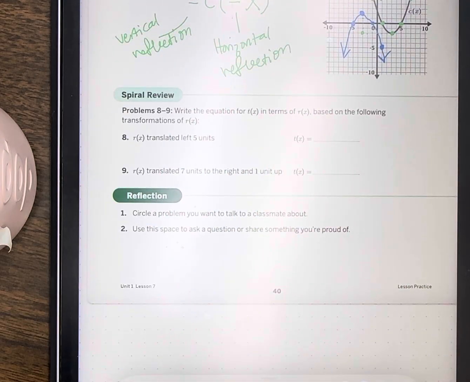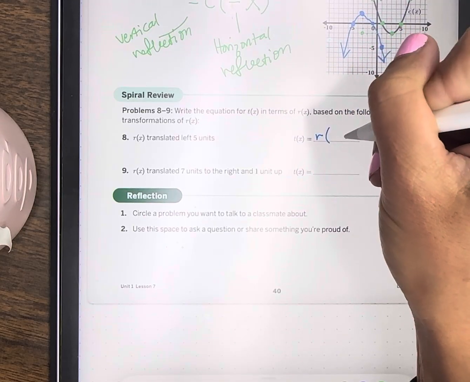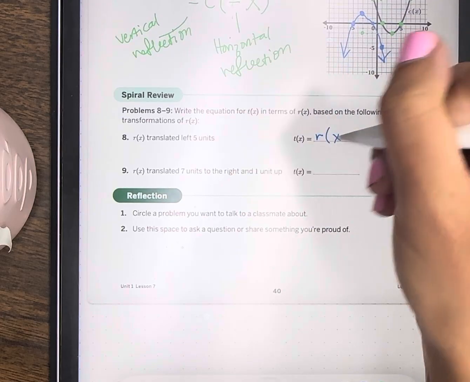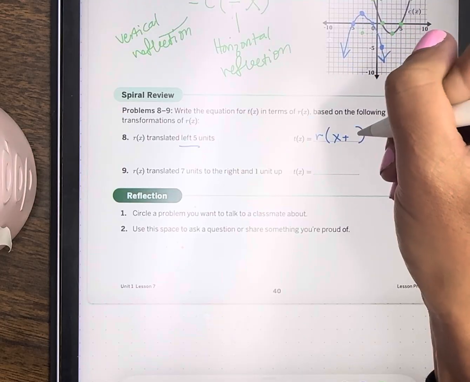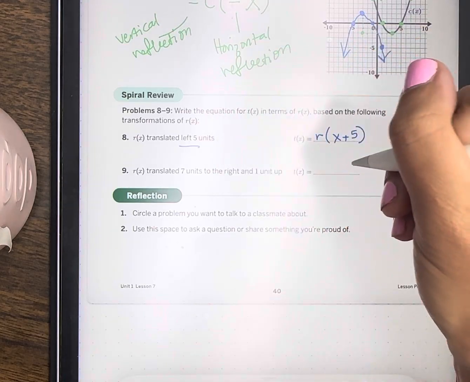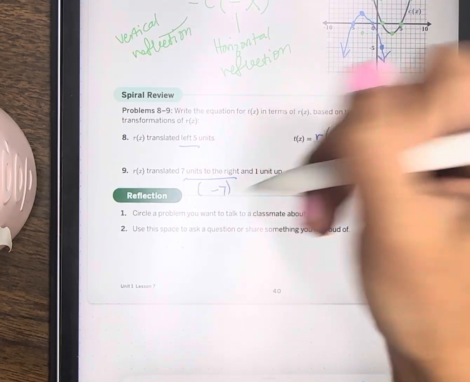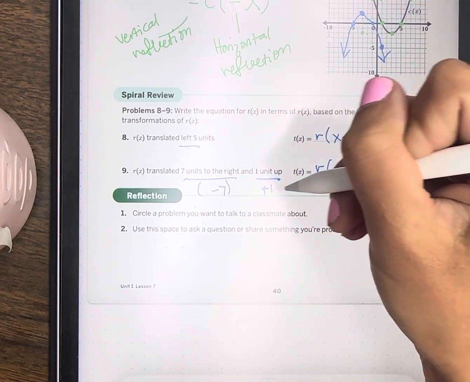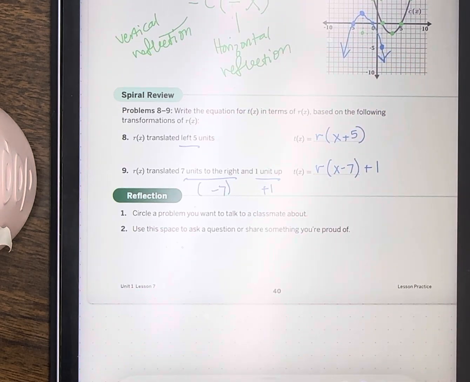Okay, spiral review. Write the equation for t of x in terms of r of x based on the following. If r of x is just t of x but shifted left 5 units, that means in the parentheses with x because it's horizontal, and because x is a liar, left doesn't mean negative, it means plus 5. If it's translated 7 units to the right, I expect in the parentheses a minus 7, and 1 unit up, I expect a plus 1 at the end. X minus 7 plus 1. And that's it.